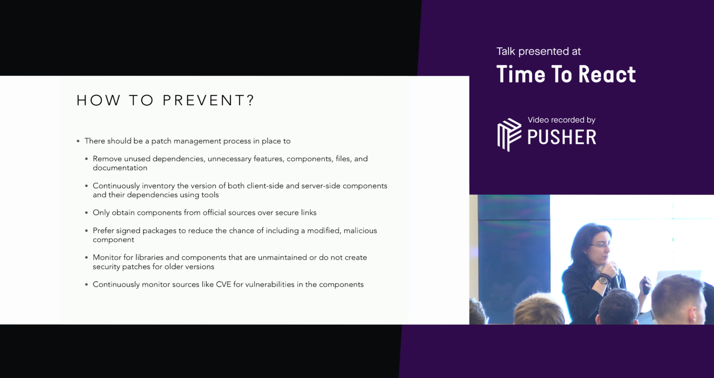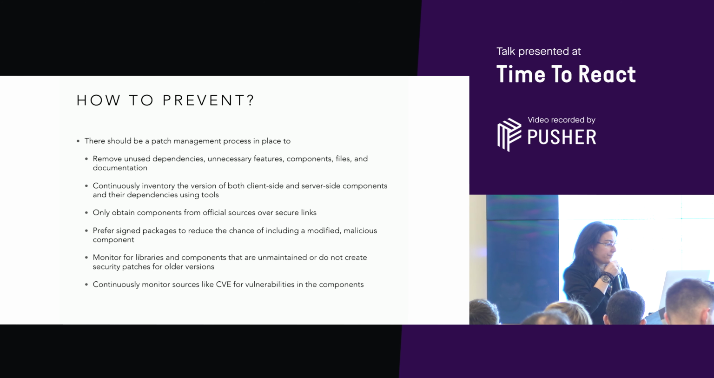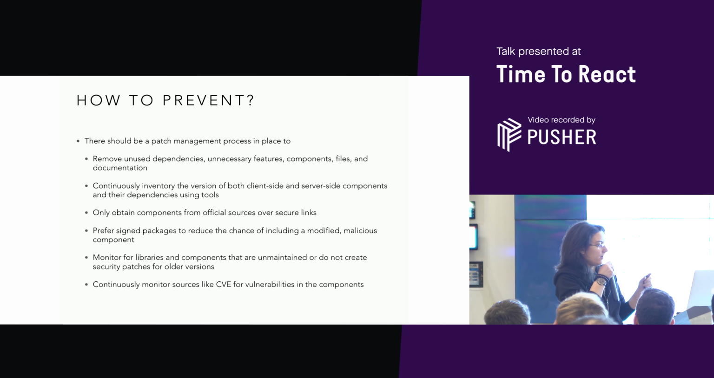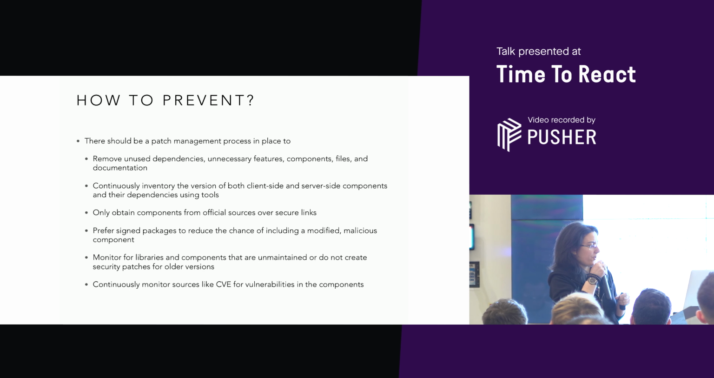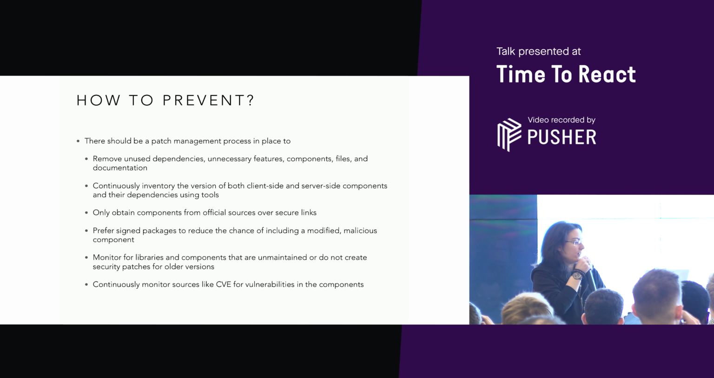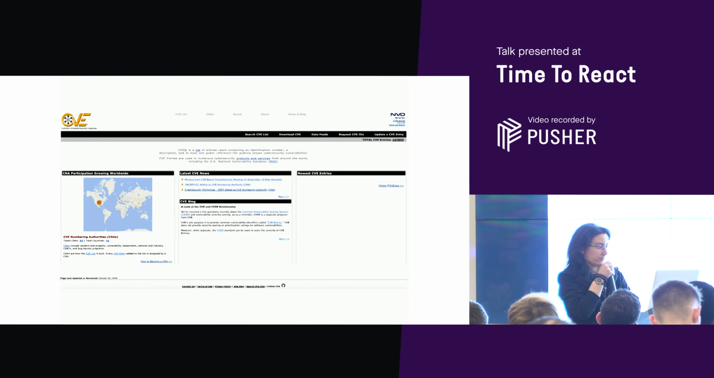Continuously inventory, both on the client side and server side, which kind of components you're using. Only obtain components from official sources. Also be careful when you do npm or yarn install and then the name of the component. Be careful with typosquatting. For example, if you do npm install react with a double E, it might be a malicious package. Also, you can continuously monitor sources like the CVE for vulnerabilities in the components. I will show you tools also that do that automatically.